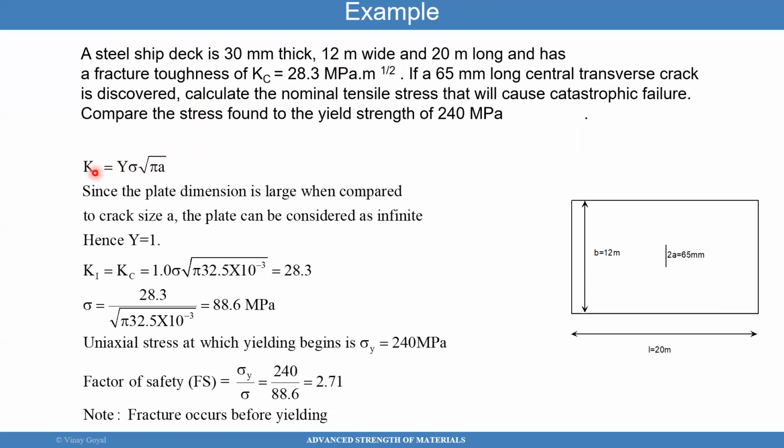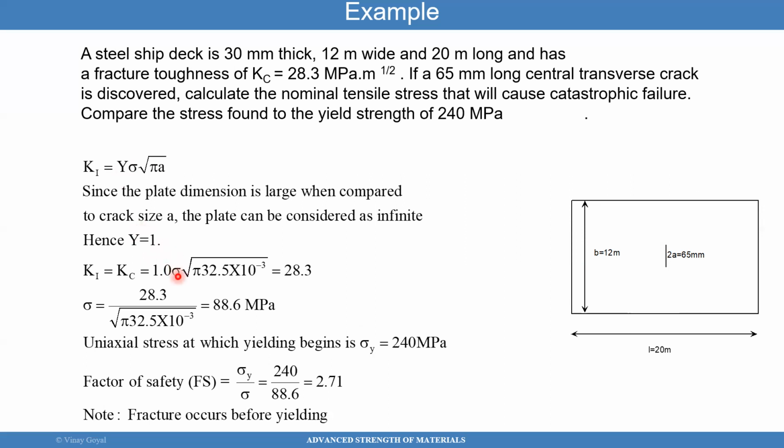We'll then use this formula here. We'll use K1 equals Y times sigma, the stress, times the square root of pi a. Because these plate dimensions are so big, this is in meters and this crack is in millimeters, that means that this is almost like an infinite plate. And there's a list of closed form solutions that you can use to solve a lot of these problems. In this case, for a flaw in a large infinite plate, you have that Y equals 1. That can be found in a handbook of formulas, for example.